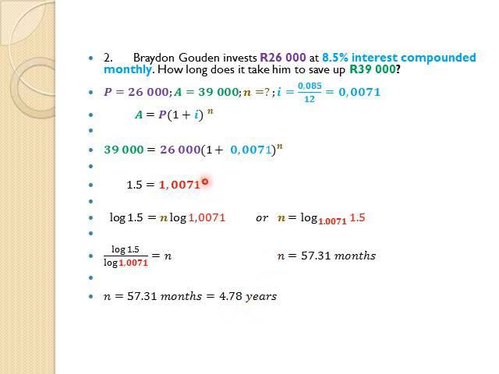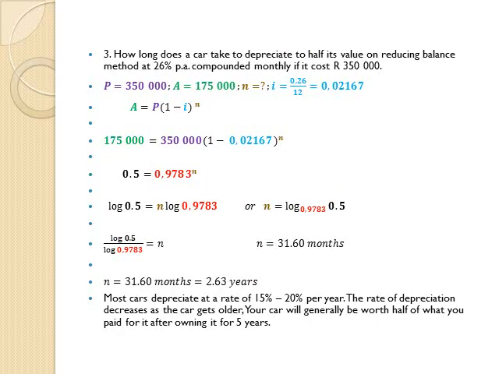Or swap n and 1.5, n equal log, my base stays the same, 1.0071, and 1.5 goes to the other side. Punch in my calculator and I get n equal 57.31 months, which also equals 4.78 years. So hope you follow. That's the easier variation. Let's look at one reducing balance.